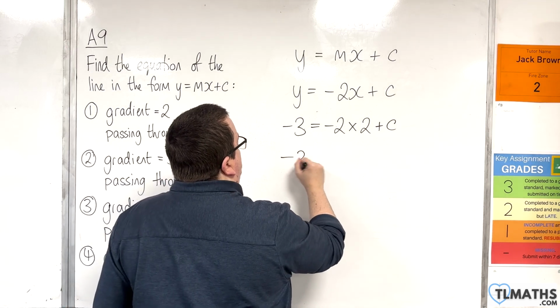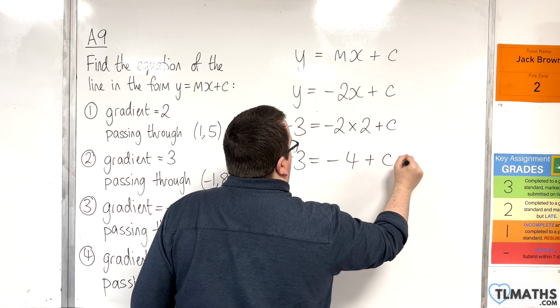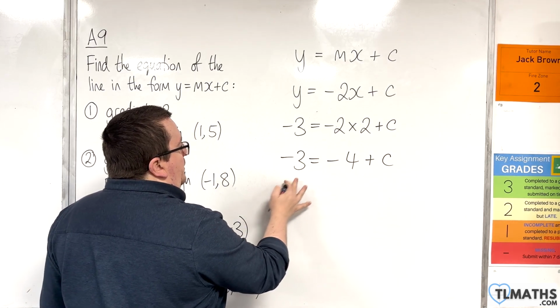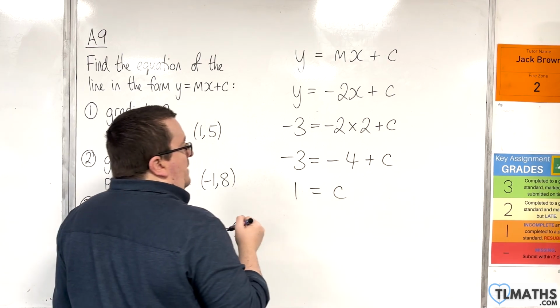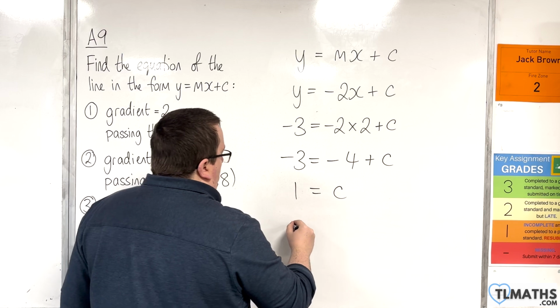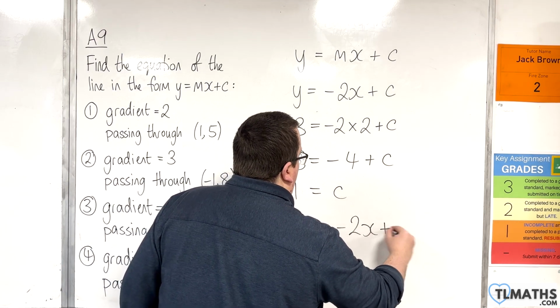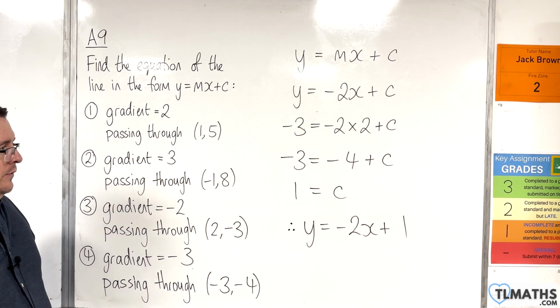So take another line just to simplify. Minus 2 times 2 is minus 4. And then we can add the 4 to both sides. So we'll get minus 3 plus 4 is 1. And so that's my c. So therefore, y equals minus 2x plus 1. And that's the equation of my line in that case.